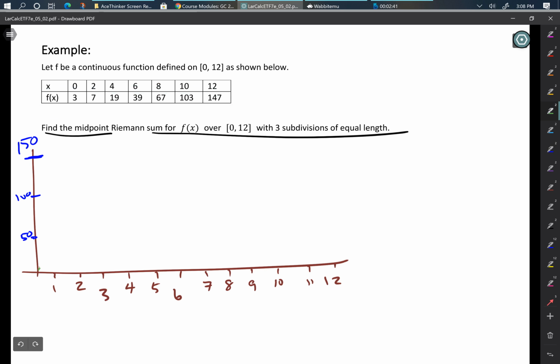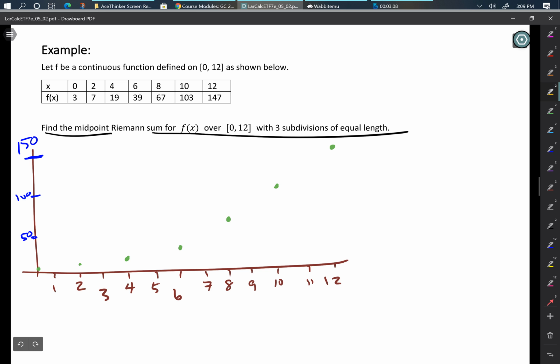0 is 3, so that's way down here. 2 is 7, so that's almost the same. 4 is 19, so maybe we can see that. 6 is 39, so I can definitely see that now. 8 is 67. 10 is 103. And 12 is 150, roughly 147. Okay, so there's my data.